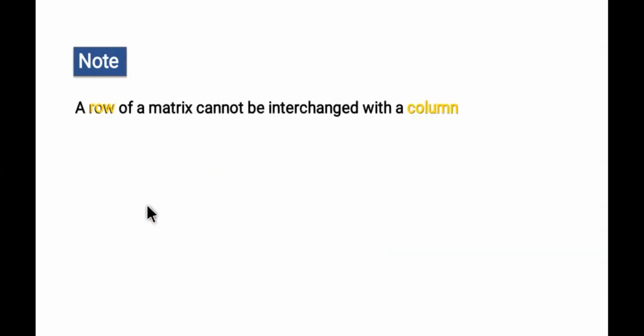Now the third one. Before going to the third one, I want to tell you all something. Keep this particular note in mind. A row of a matrix cannot be interchanged with a column. Suppose I'll give an example to you all. Ri cannot be interchanged with Cj, because a row is different and a column is different.